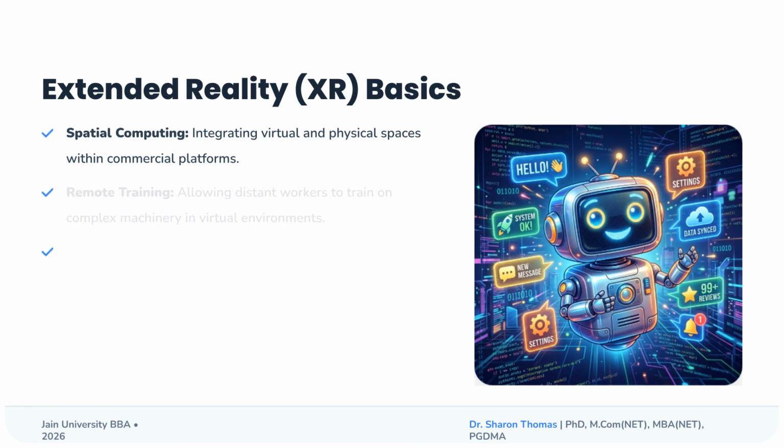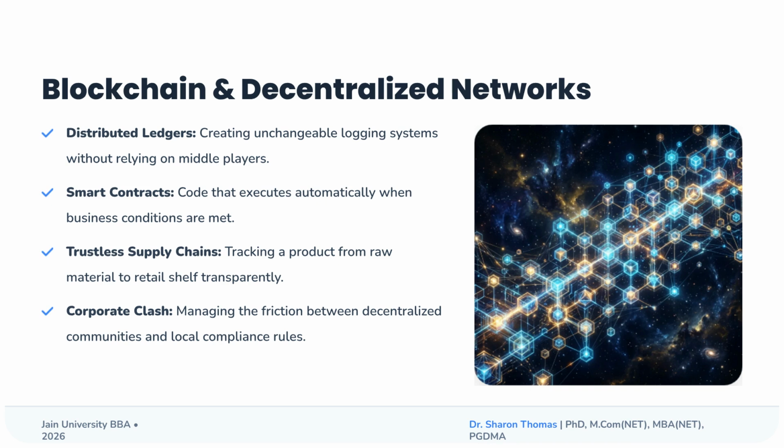It enables immersive remote training, allowing teams to practice on complex machinery while reducing real-world errors. We conclude with blockchain and decentralized networks, which utilize immutable ledgers and smart contracts to create transparent, trustless supply chains, despite potential friction with traditional compliance.